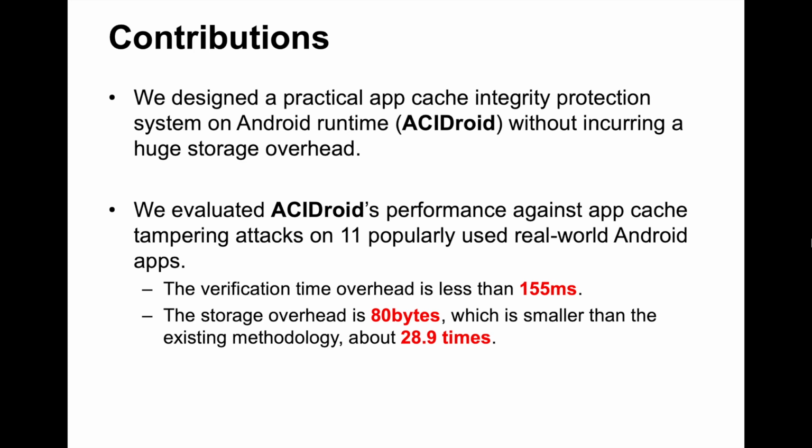Let me show you our contributions. We designed a practical app cache integrity protection system on Android runtime named ACIDroid. And we evaluated ACIDroid's performance against app cache tampering attacks on 11 popularly used real-world Android apps. Our system achieved 155 milliseconds verification time overhead. The storage overhead is 80 bytes, and this is smaller than the existing methodology by about 28.9 times.